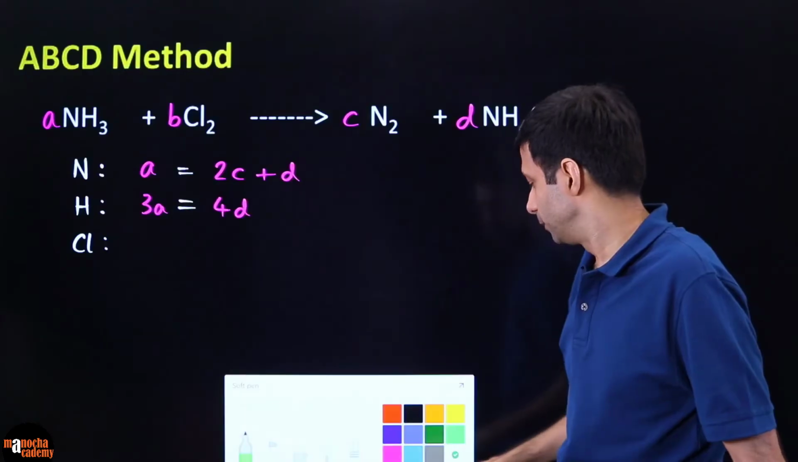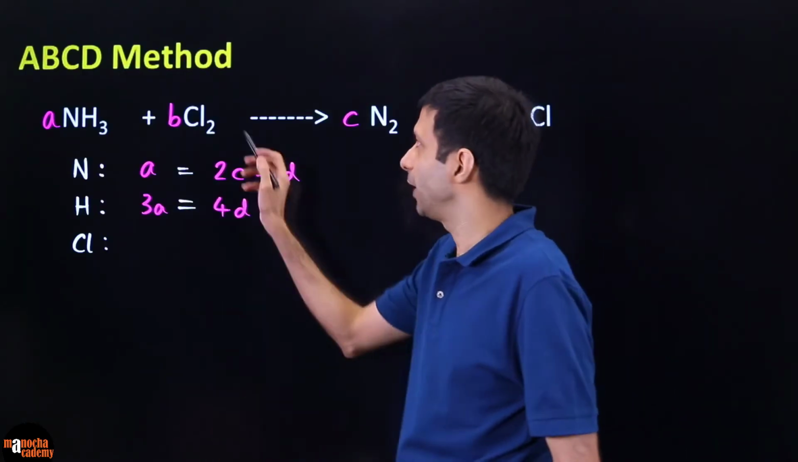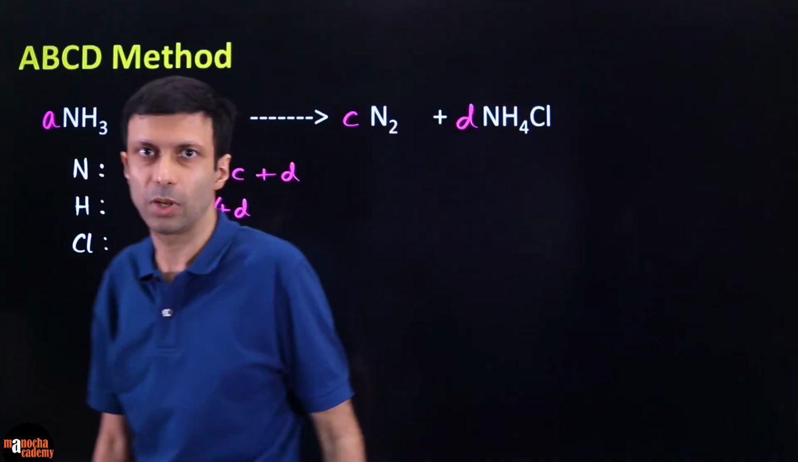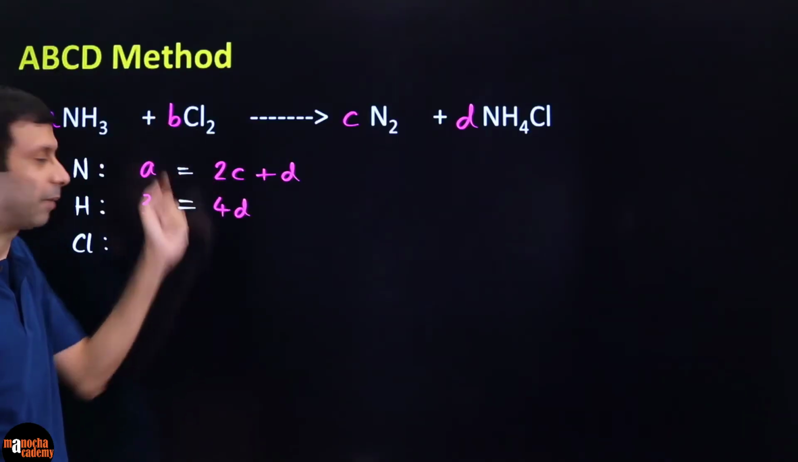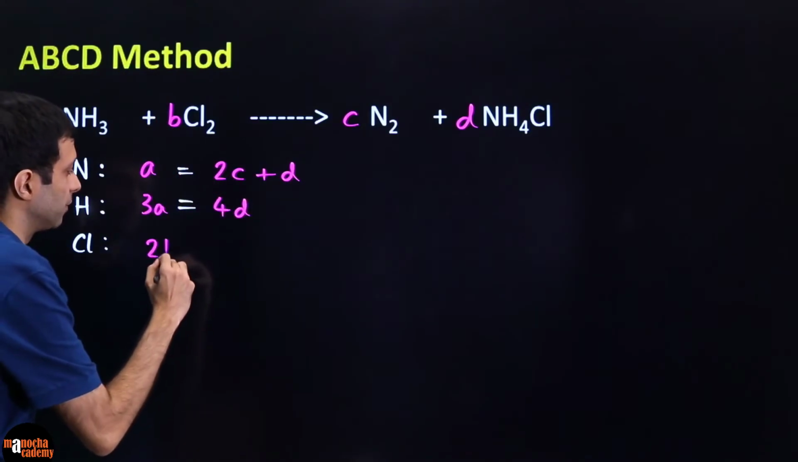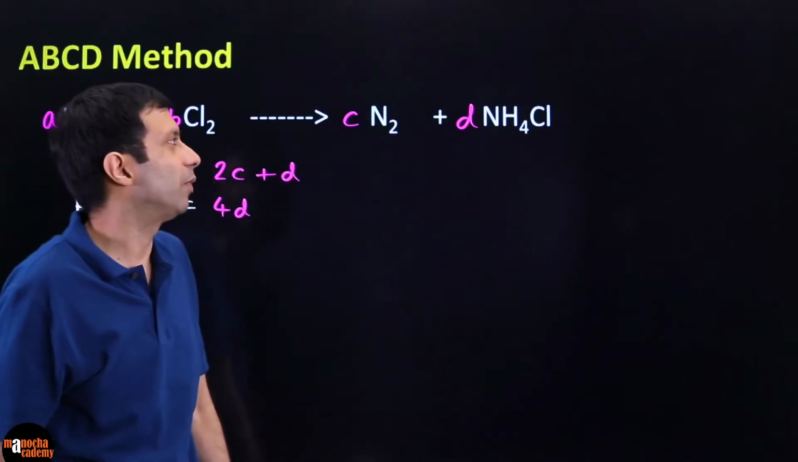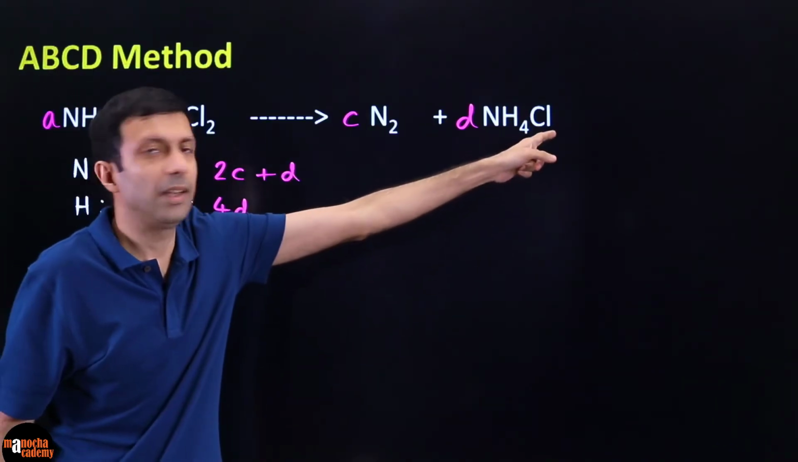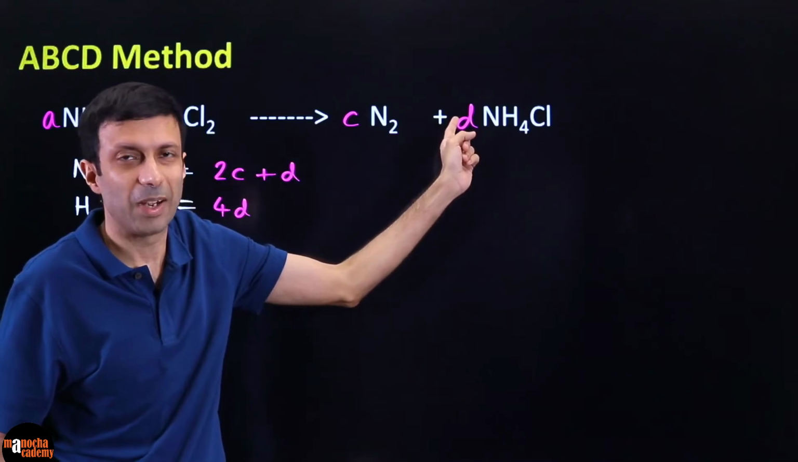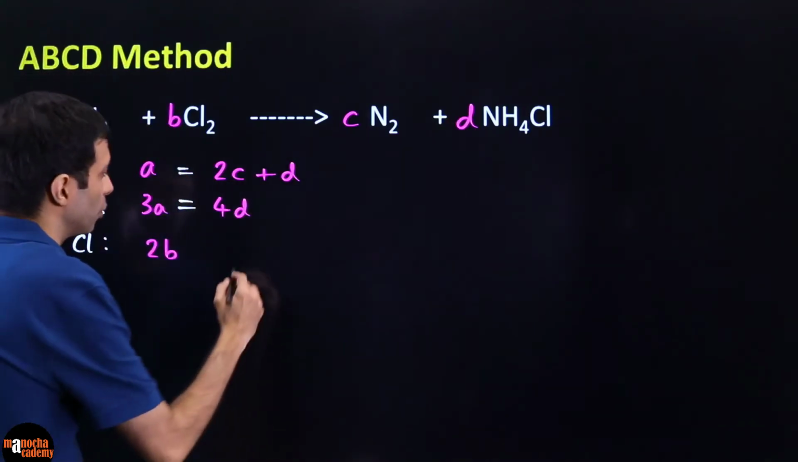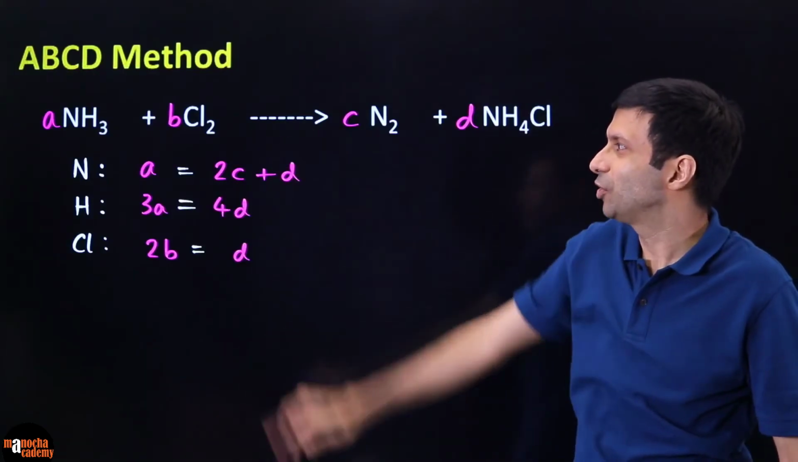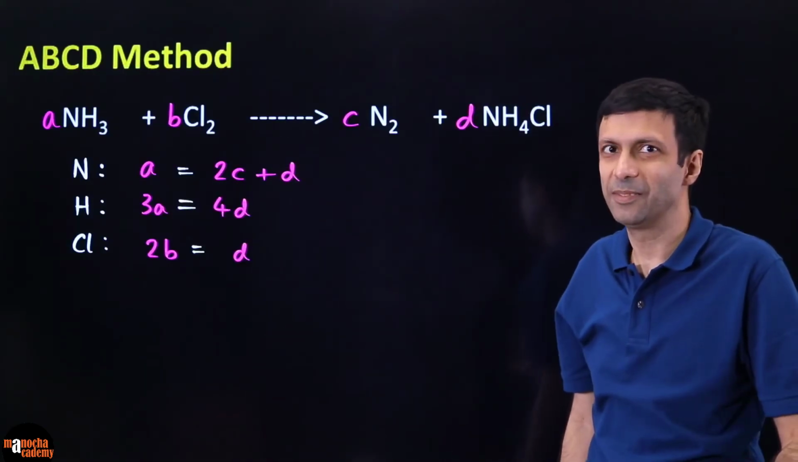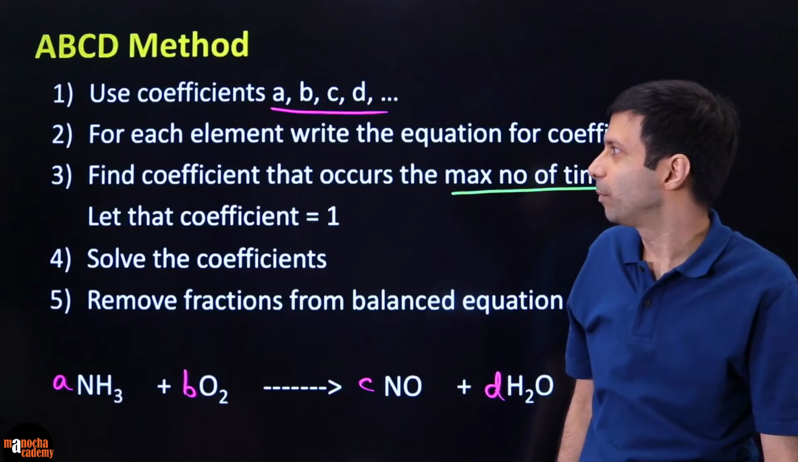For chlorine, how many chlorine on the left side? 2 times B. First look at the individual element in the compound, and then the multiplier. So 2B. On the right, how many chlorine do we have? 1 in ammonium chloride. Don't forget the multiplier, times D. So 2B equals D. So see, we have formed our equations. All the equations are ready. So what is the next step?